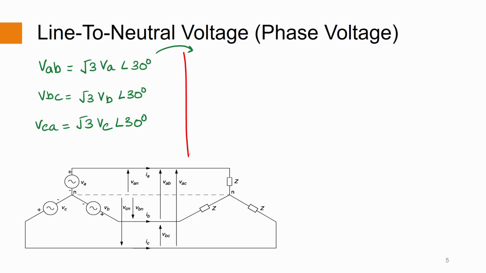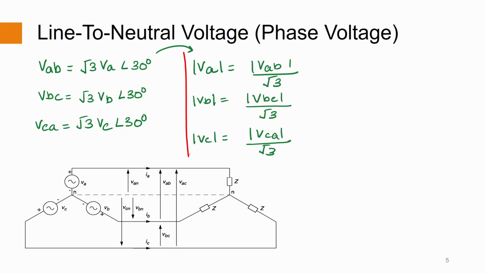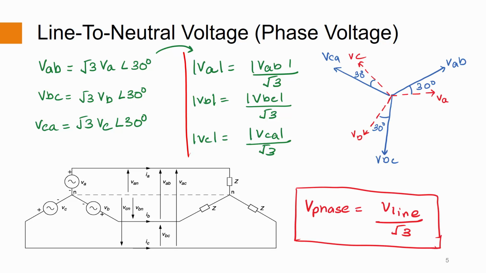We can conversely express the line voltage and phase voltage relationship as magnitude of voltage of phase A is equal to line voltage VAB divided by root 3. The voltage of phase B is the line voltage VBC divided by root 3, and magnitude of voltage VC is equal to magnitude of VCA divided by root 3. We can get a generic relationship for this type of three-phase connection, that the magnitude of the phase voltage is the line voltage divided by root 3.